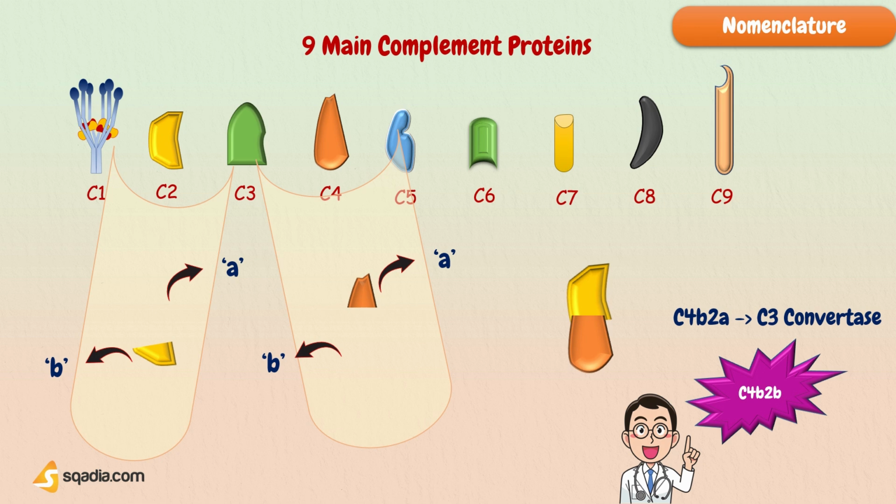In medical journals and academic papers, the C4b2a complex is written as C4b2b, but in medical books, the term C4b2a is more often seen. We will go through the activation pathways of the complement system in the next section.